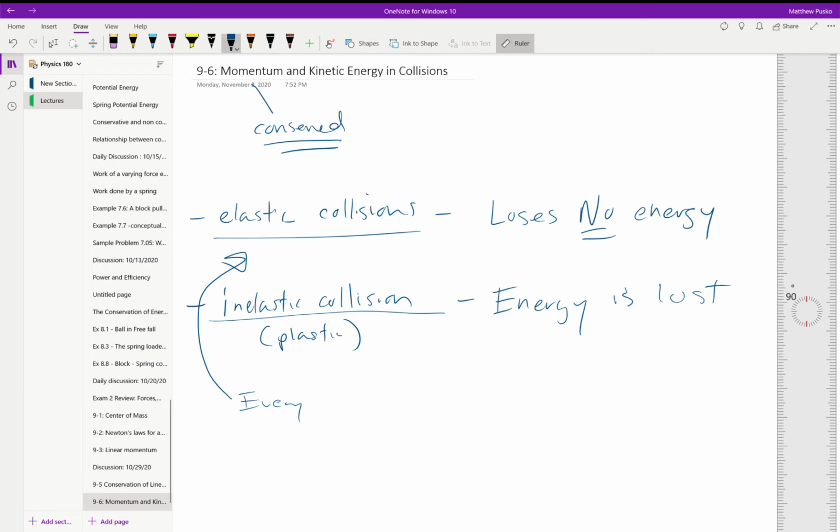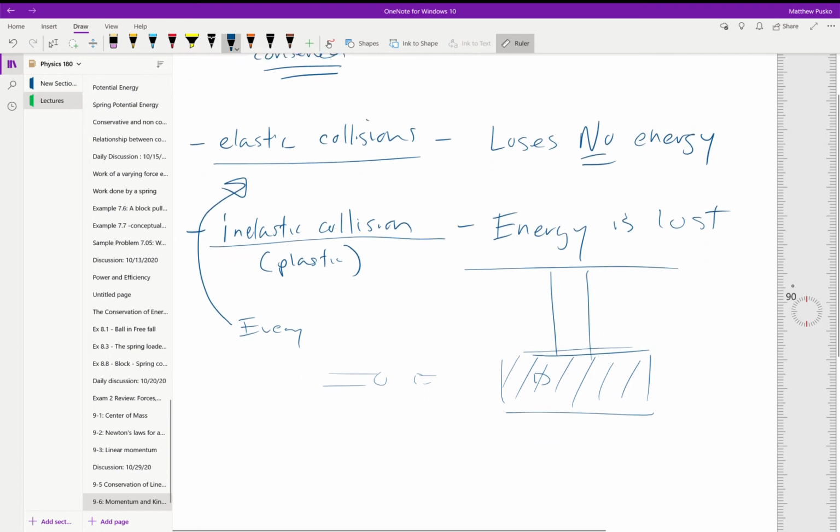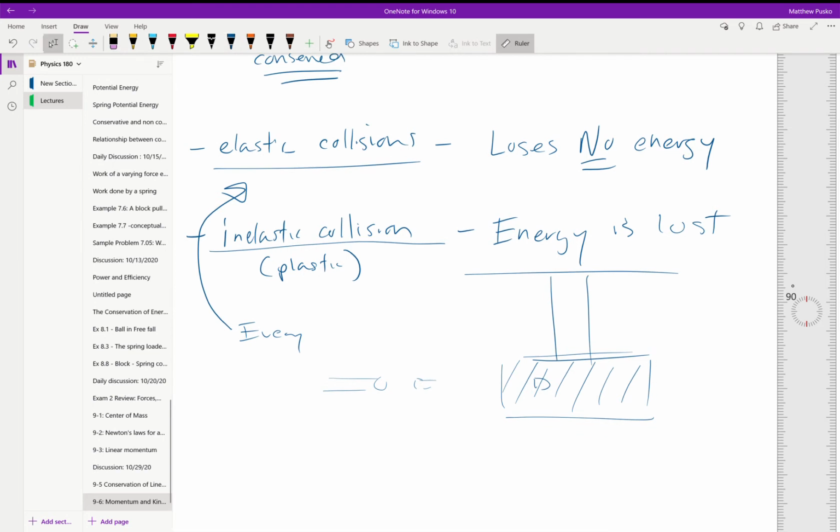If we're going to do a problem where we have a ballistic pendulum and it's just a block of some mass of wood or something, and you fire a bullet into it and it gets lodged in there, that's an inelastic collision. That's a purely plastic one. We get to say that our momentum initial is equal to the momentum final.